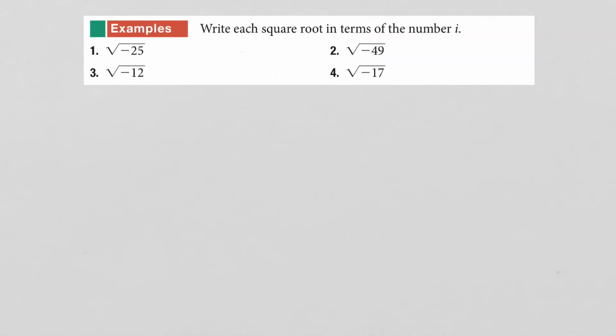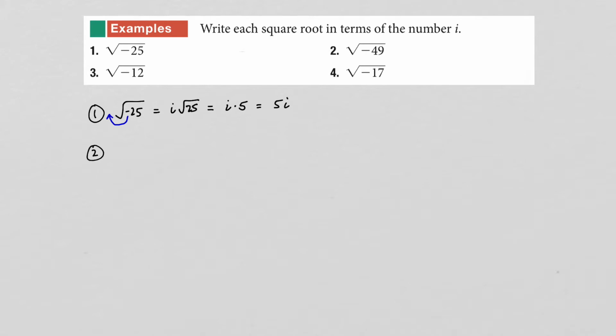In our first set of examples, we want to write each square root in terms of the number I. So in our first problem, we have the square root of -25. So using the property that we just discussed on the previous page, we can factor this negative out of the radical. Now when you do that, it becomes an I. So we get I times the square root of 25, but we know the square root of 25 is 5, and so that leaves us with I times 5, which can be rewritten as 5I.